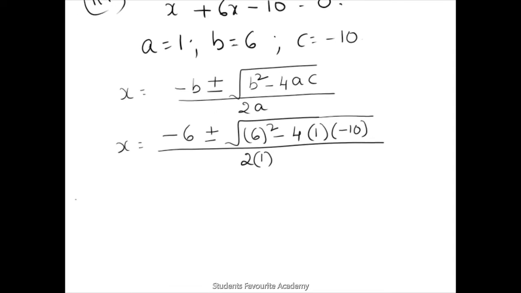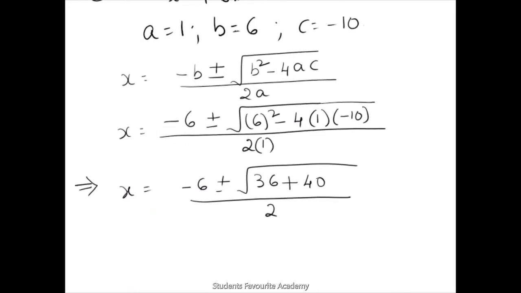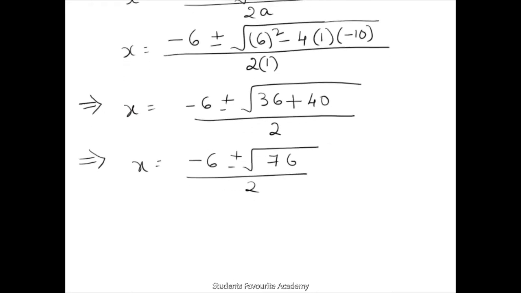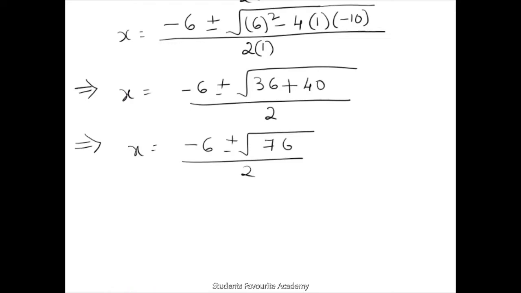Now we will simplify. So this implies x is equal to minus 6 plus or minus 6 square is 36, minus into minus becomes plus, 4 tens are 40, upon 2, right? So x is equal to minus 6 plus or minus square root of 76 upon 2, right? Now we have to find out what is the square root of 76, and then we have to substitute the values, right?